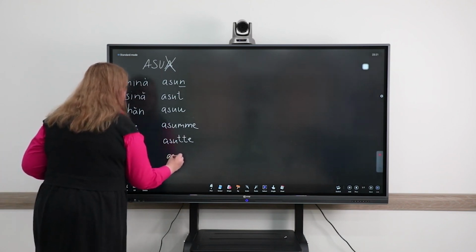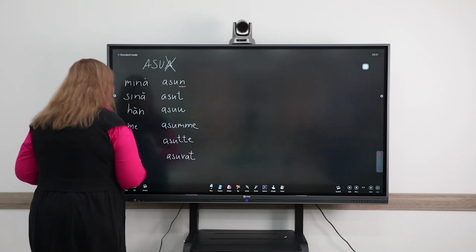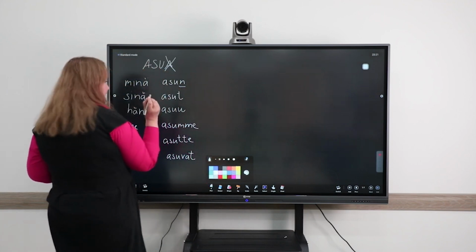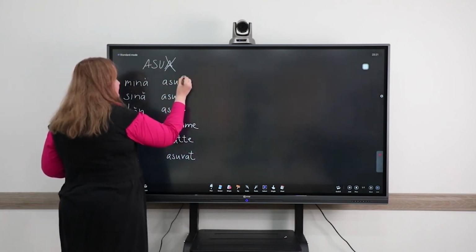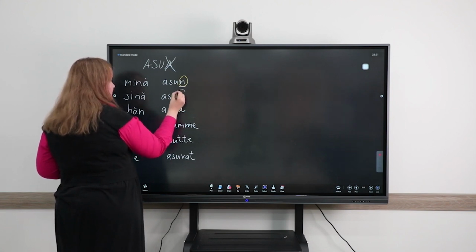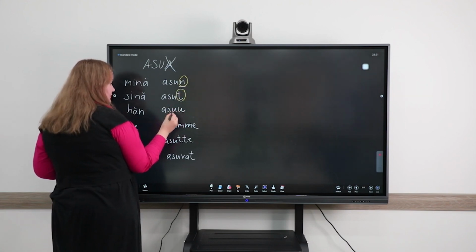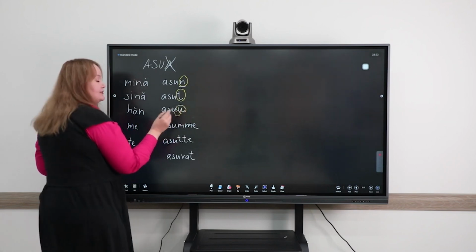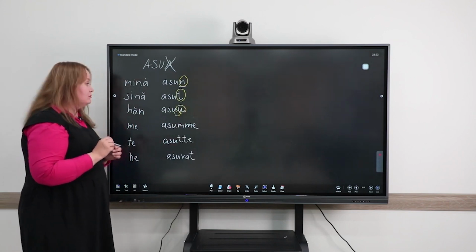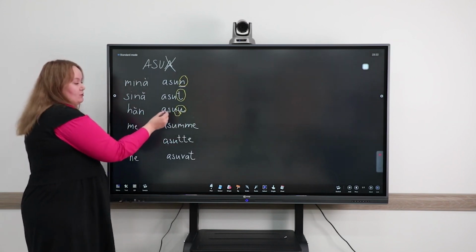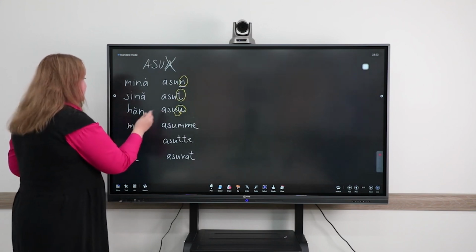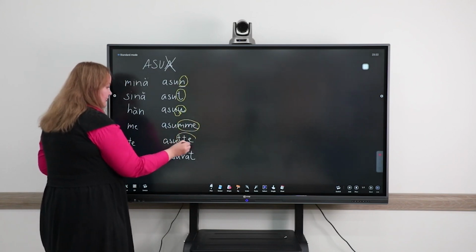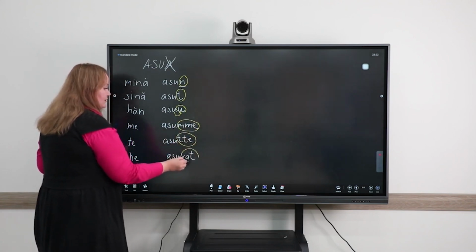He asuvat, they live. So, you see here 6 different personal endings. Minä asun, n. Sinä asut, t. With hän, we double the last vowel, whatever it is. It's not always u. Hän asuu. If it would be some other verb, it might be also some other vowel that we double. So he or she lives. Me asumme. Te asutte. And he asuvat.